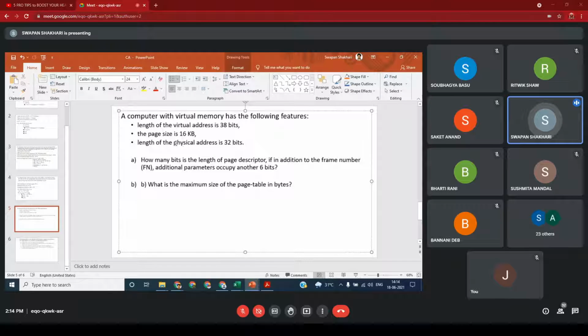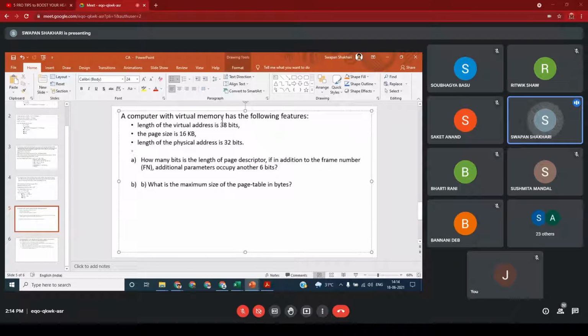So this information is given. Length of the physical address is 32-bit. So if you know the number of pages in the virtual memory, then in the physical memory, main memory, you can calculate the number of frames. So you will divide this by the number of pages.